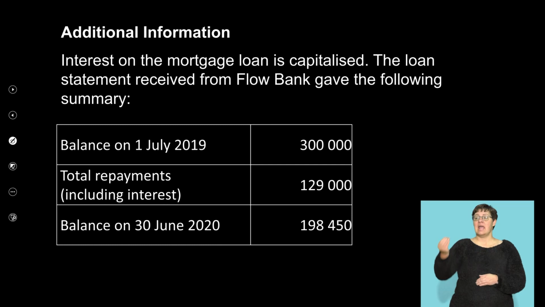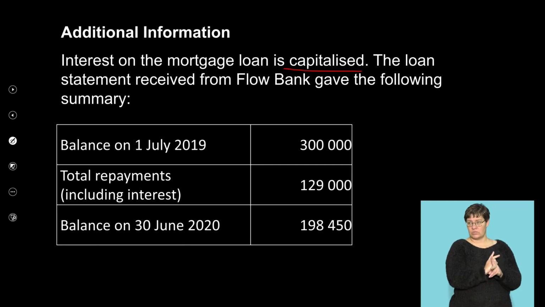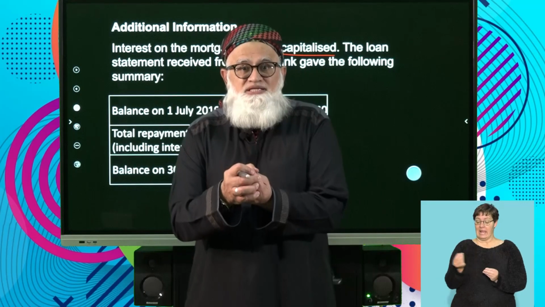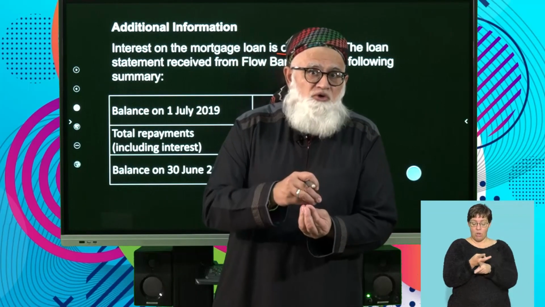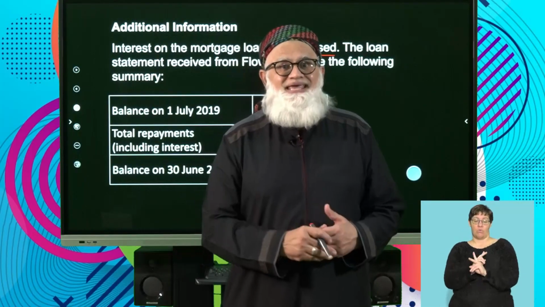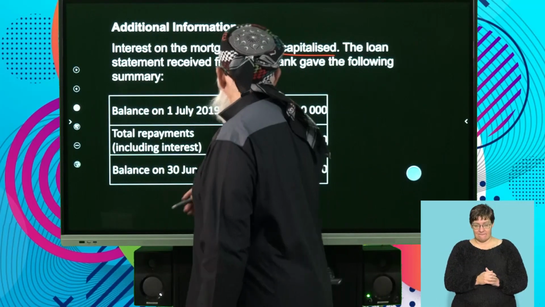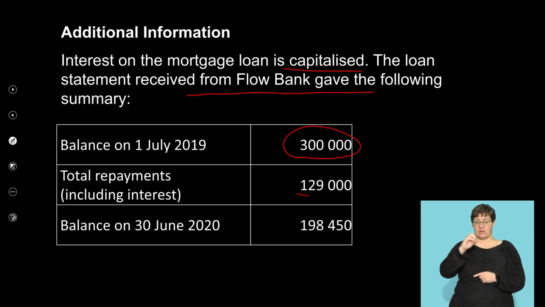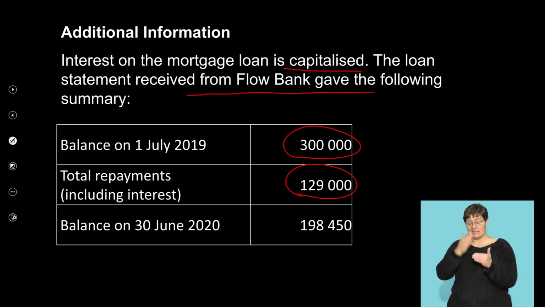Wherever interest on the mortgage loan is capitalized, let me explain that to you. When they say interest is being capitalized, what does it mean? It means that the interest accrued on the loan is added back to the loan. That's what we mean when interest is capitalized. The loan statement received from Flow Bank gave the following. Your balance at the beginning was 300,000. Your total repayments, including the interest, was 129,000, and your balance at the end was 198,450.